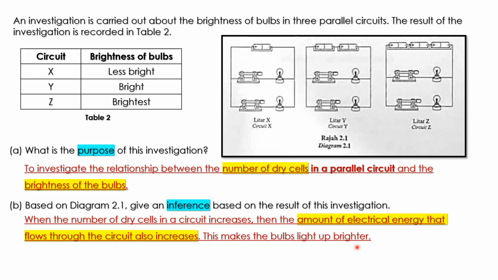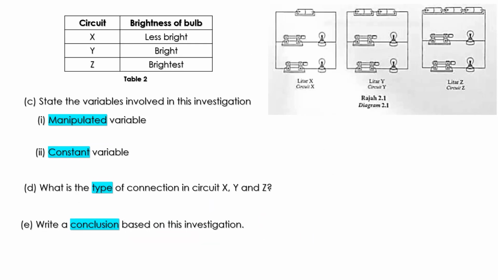So I've used this when-and-then statement to explain my reason. When-and-then statements can also be used to explain hypothesis, conclusion and relationship questions, but it can also be used to explain reasons if there's an inference in it, right? So this is the reason. The more dry cells there are in a circuit, whether it's a series circuit or parallel circuit, doesn't really matter, the brightness of the bulbs will increase because the more dry cells, the more electrical energy. Okay, moving on to the next screen.